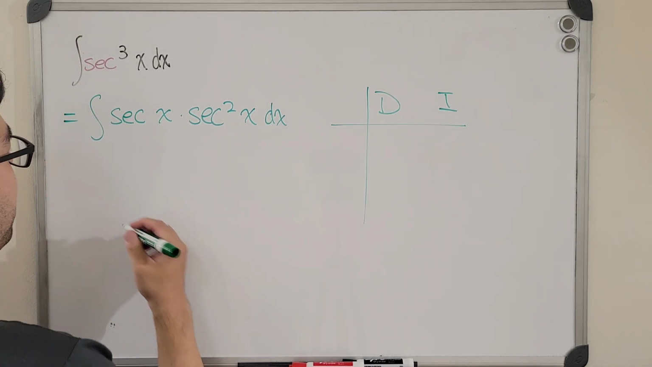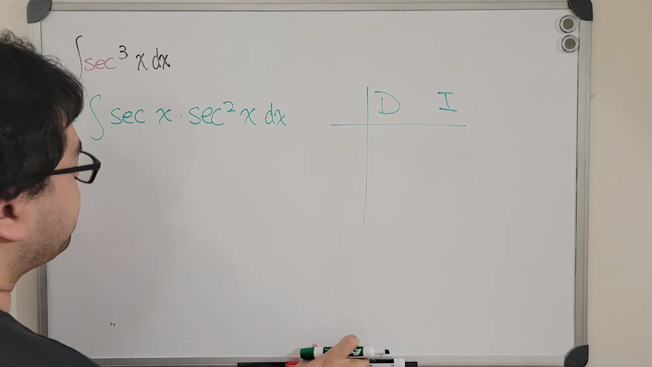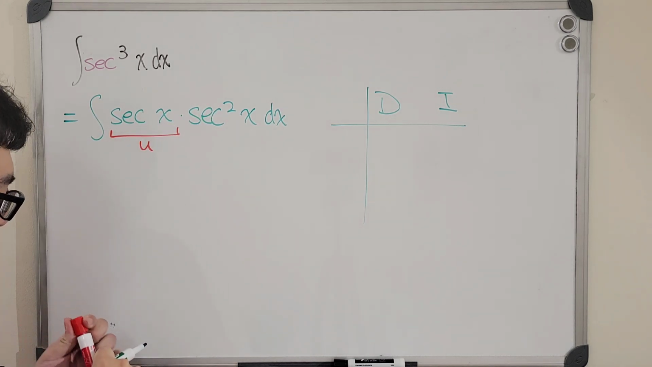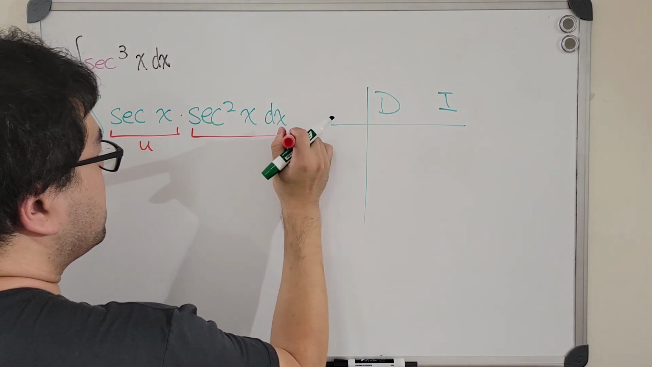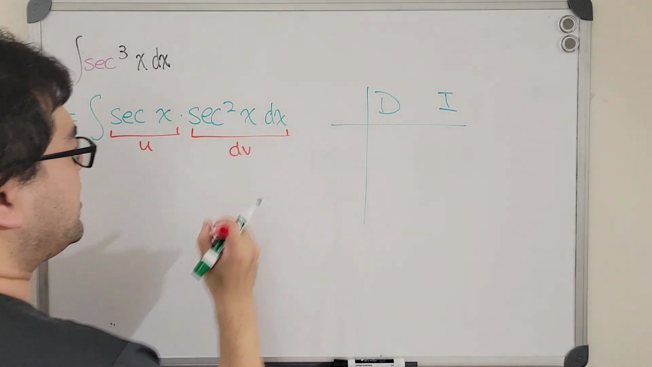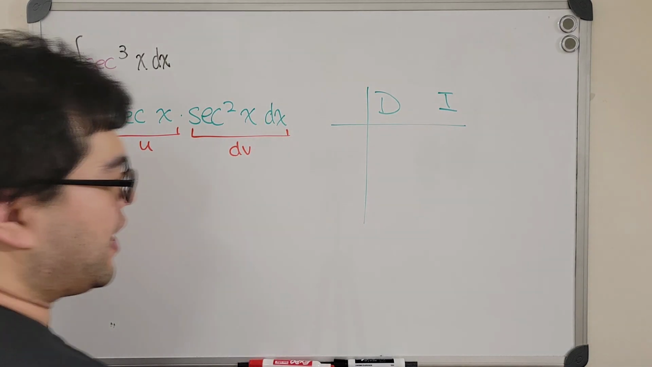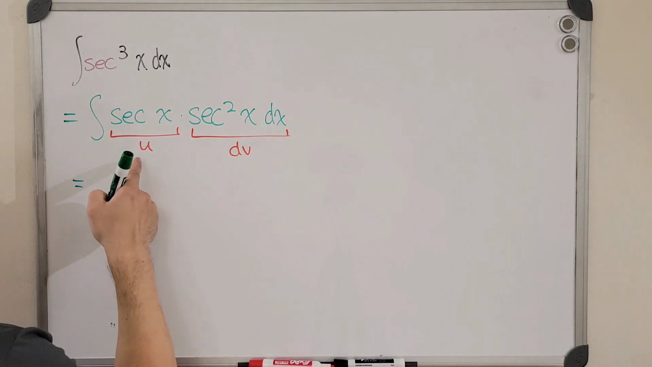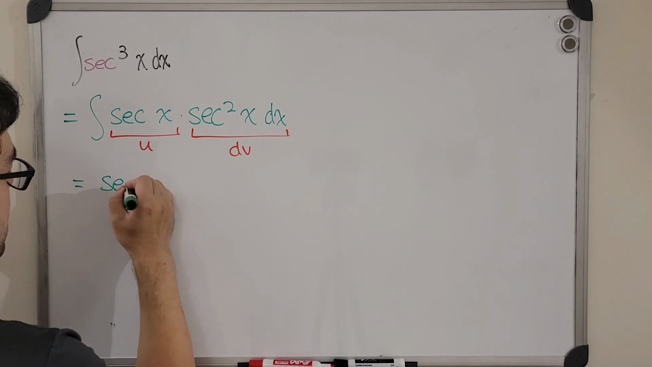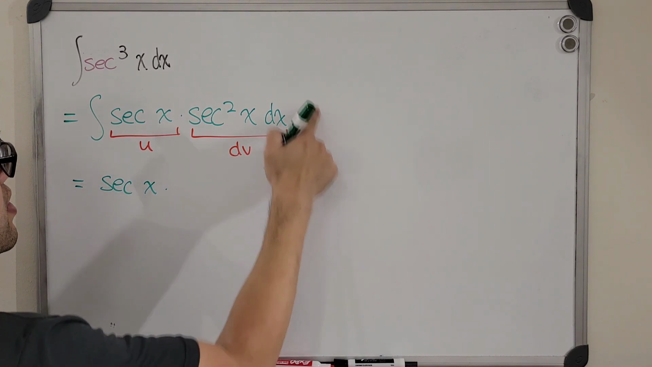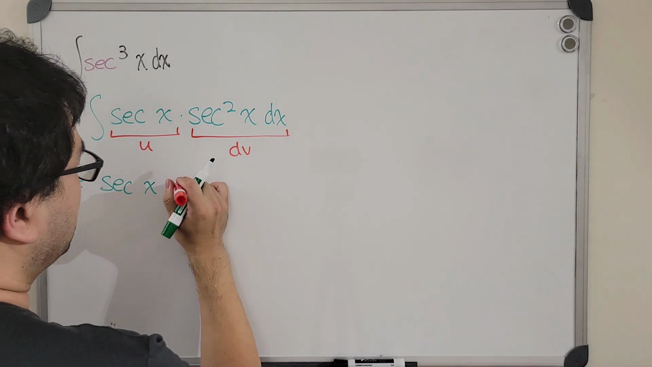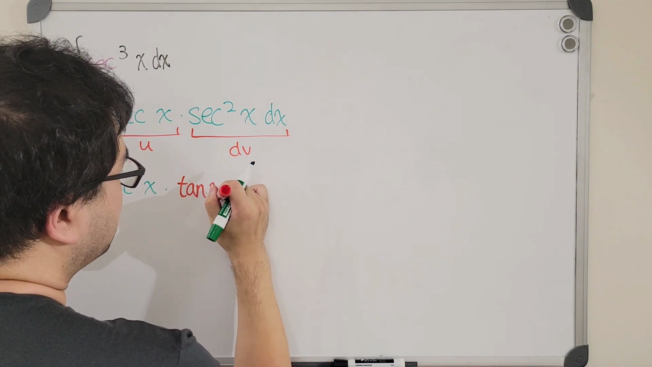So we might as well just let our u be secant of x, such that the remaining part will be our dv. Then by the DI method, we'll get u, which is still the secant of x, times the integral of dv, which in this case will be just tangent of x.